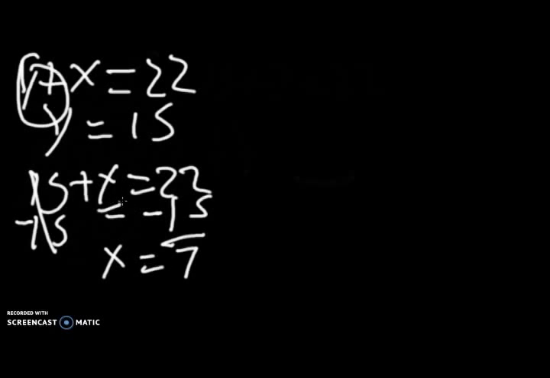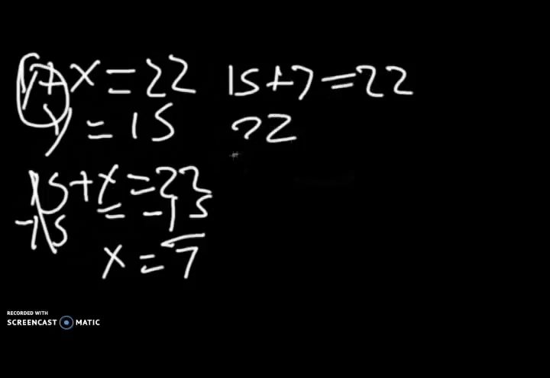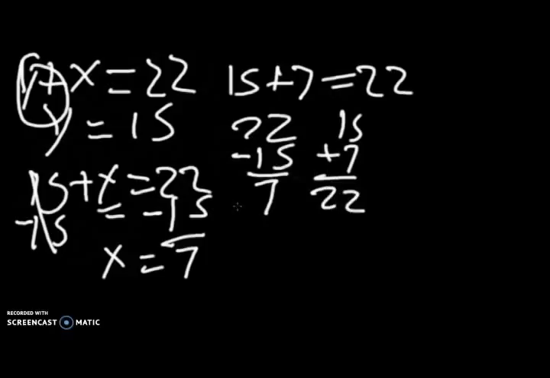Now, how will we know if our answers are correct? We would substitute that into our equation. So let's put 15 for y plus 7 for x equals 22. And it works. 22 minus 15 is 7, and 15 plus 7 is 22. So our equation is correct.